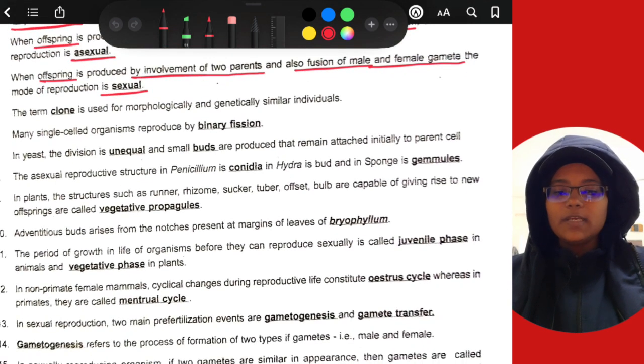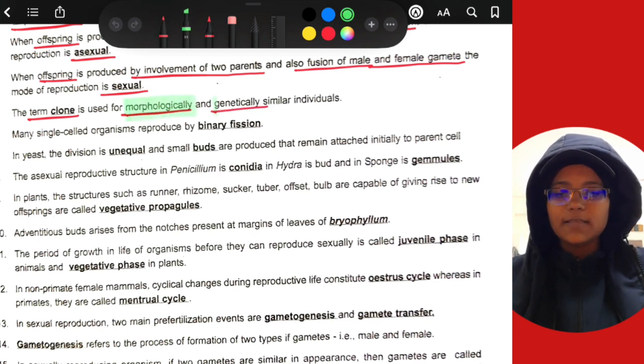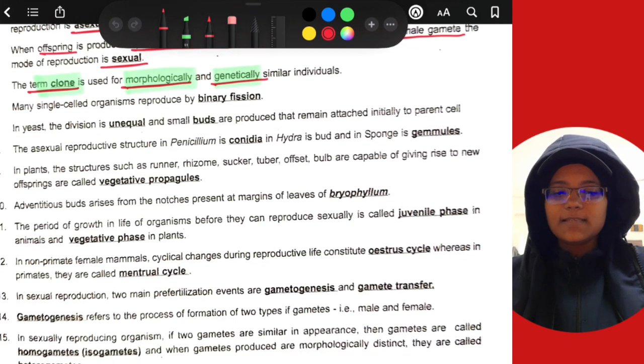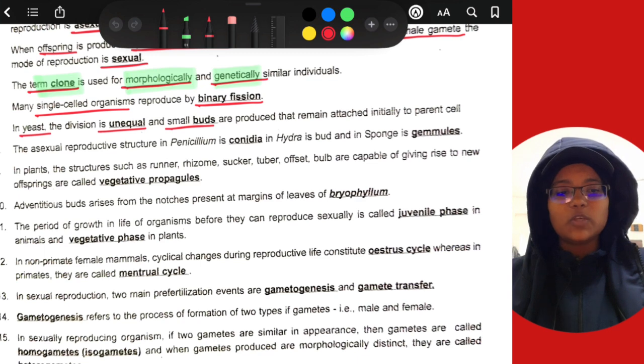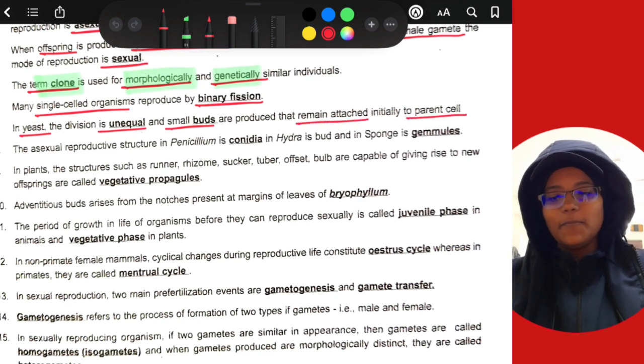The term clone is used for morphologically and genetically similar individuals. Many single-cell organisms reproduce by binary fission. In yeast, the division is unequal and small buds are produced that remain attached initially to the parent cell.